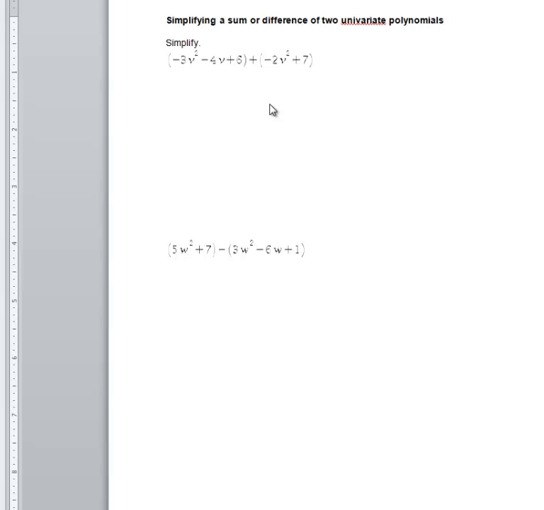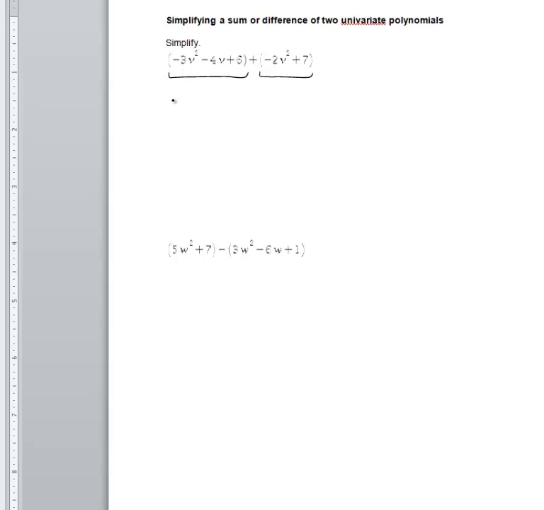Here we're being asked to add or subtract two polynomials that only have one variable in it. Okay, so the only variable we see is the v. And here we're saying simplify, and we're going to add these two. Here's one polynomial, and here's another polynomial. And since we're just adding the two, we can remove the parentheses around them.